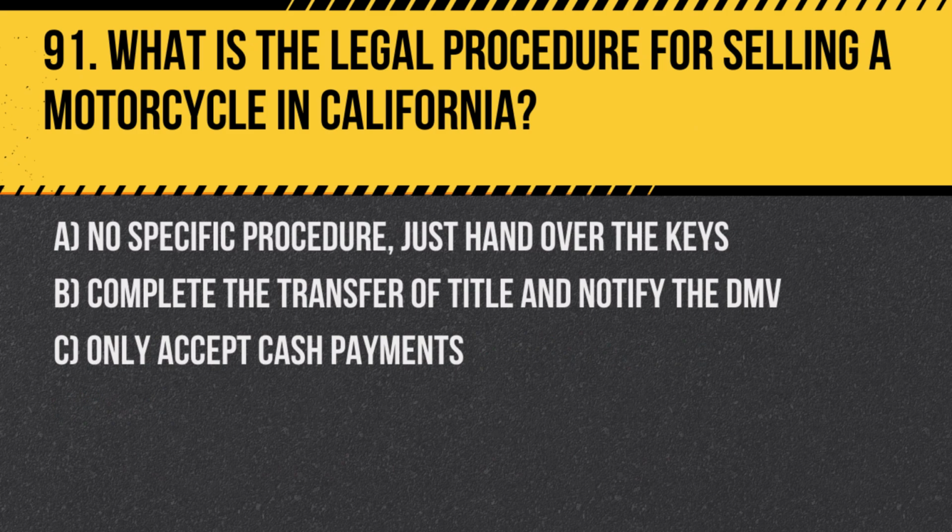Question 91. What is the legal procedure for selling a motorcycle in California? A. No specific procedure, just hand over the keys. B. Complete the transfer of title and notify the DMV. C. Only accept cash payments. Answer: B. Complete the transfer of title and notify the DMV. This is the legal way to ensure the motorcycle is properly registered to the new owner.